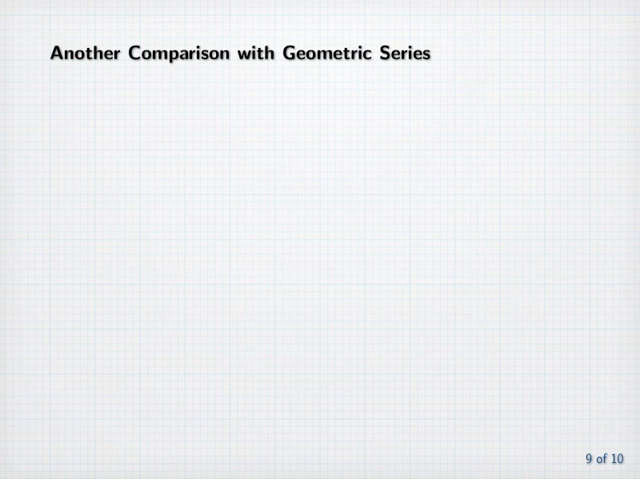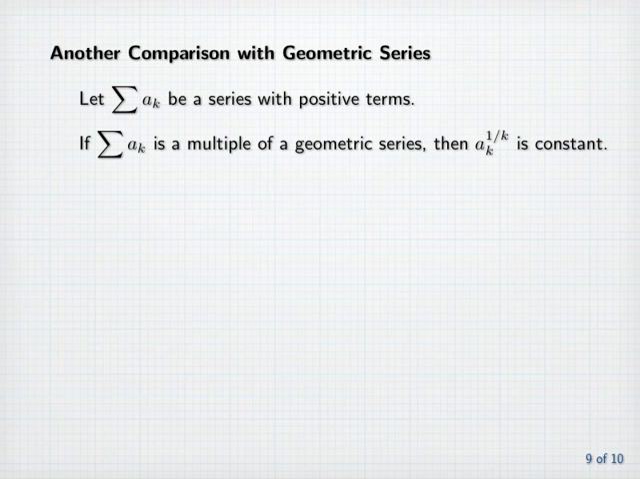Another comparison with geometric series. Let the sum of a sub k be a series with positive terms. If the sum of a sub k is a multiple of a geometric series, then a sub k to the 1 over k power, that is, the kth root of a sub k, is constant. That's because x to the k raised to the 1 over k power is simply equal to x.